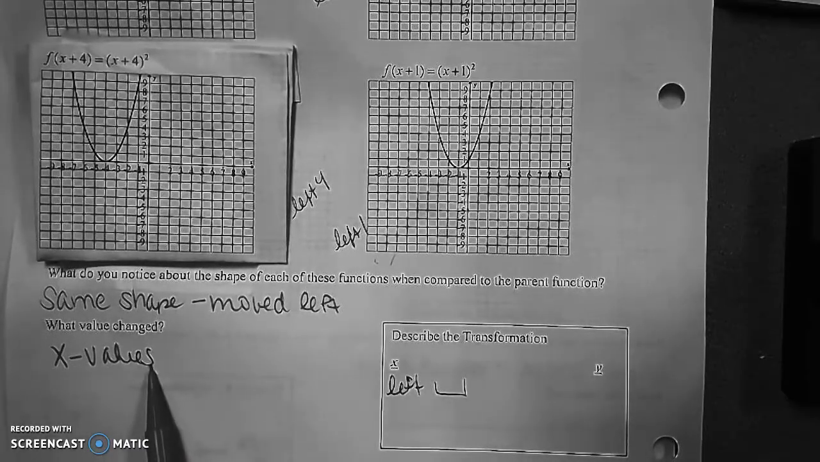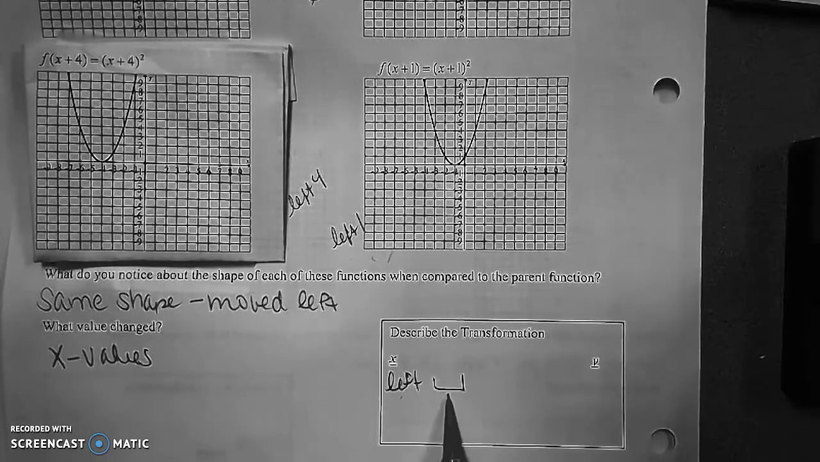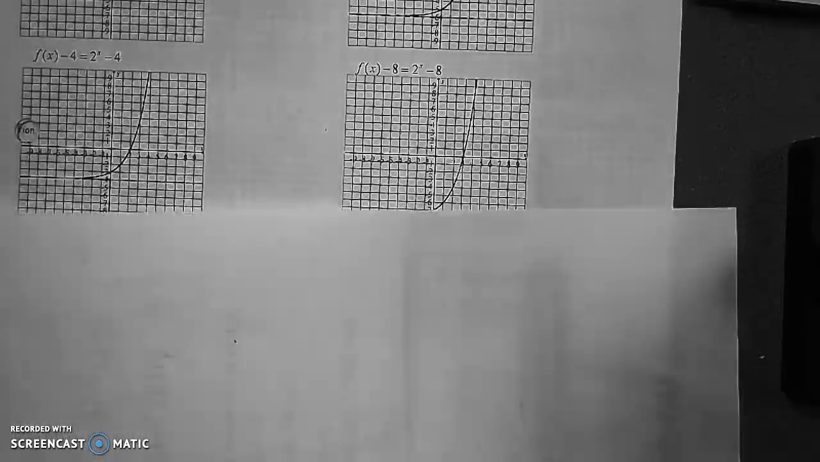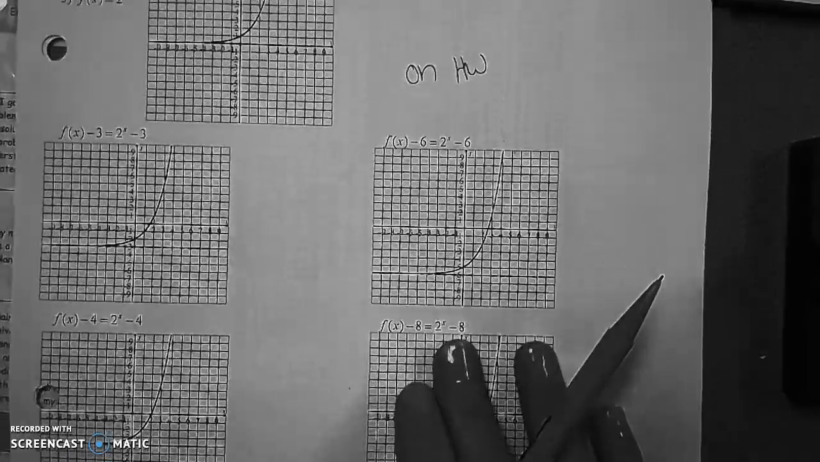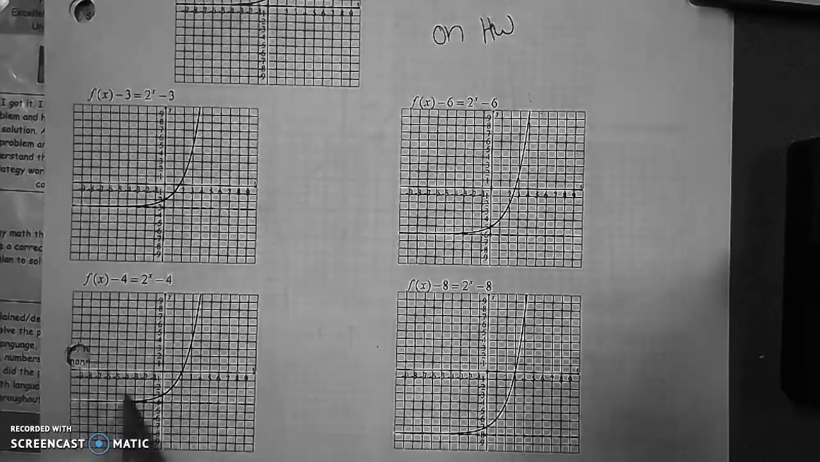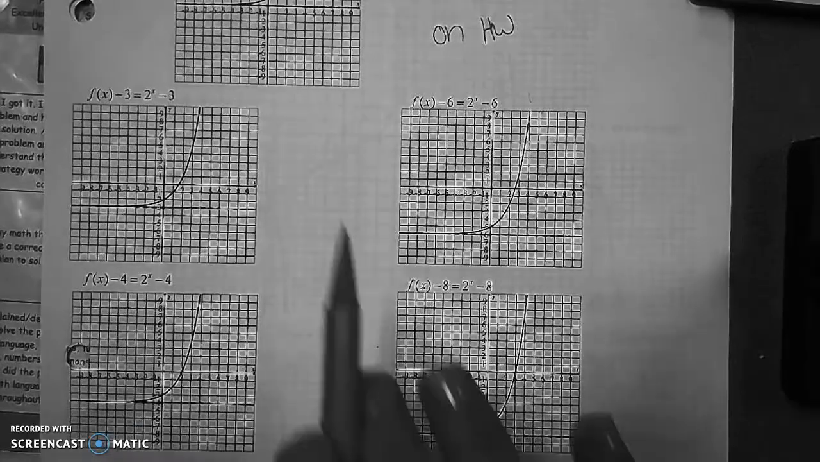The x values have changed. And so when I describe the transformation, I'm going to say left so many units like we did above. All right, so let's look at this next page. Once again, we have another parent function. This is an exponential. You looked at those some in Algebra 1. And so as you're looking at these together, how have they changed when you compare them to the parent function?